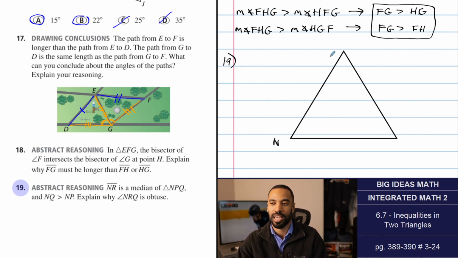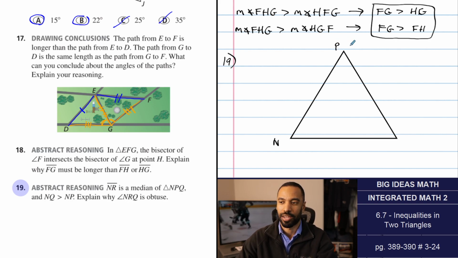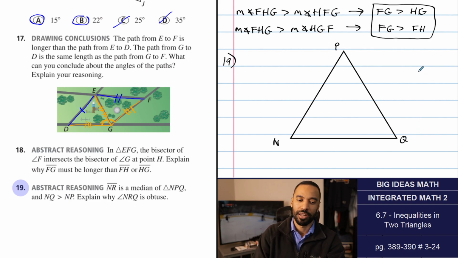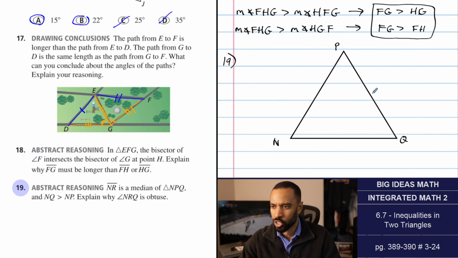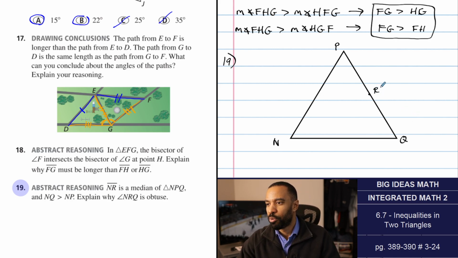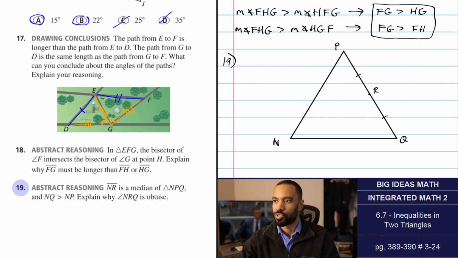I have no idea what it said until, PQ, until I draw it. That's my motto: when in doubt, draw it out. All right, NR is a median of NPQ. So R is going to be a midpoint right here that's dividing these into congruent parts, okay? So then we're doing this.